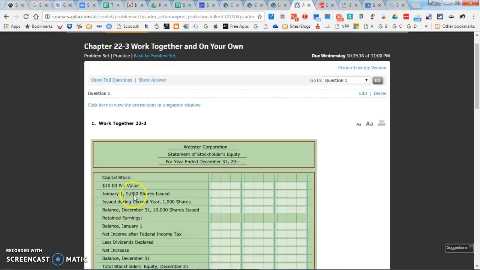Next is on January 1st, we issued 9,000 shares. We just take 9,000 times $10. So in the middle column here, we'll have 90,000. Then issued during the current year was 1,000 shares, so 1,000 times 10. And that would be 10,000. And then the balance of our 10,000 shares, we're just adding these two together. So that would be 100,000.